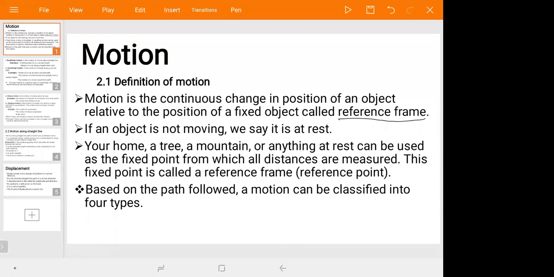So at this point, you must know the definition of motion, what at rest is, and the definition and the example of a reference frame. You must know. So if you know these points, good.